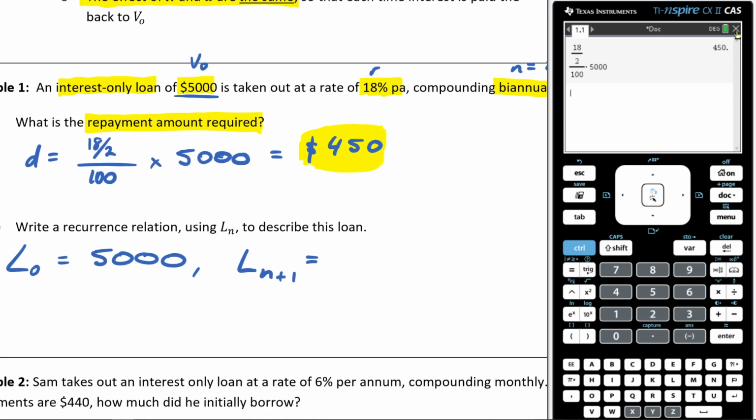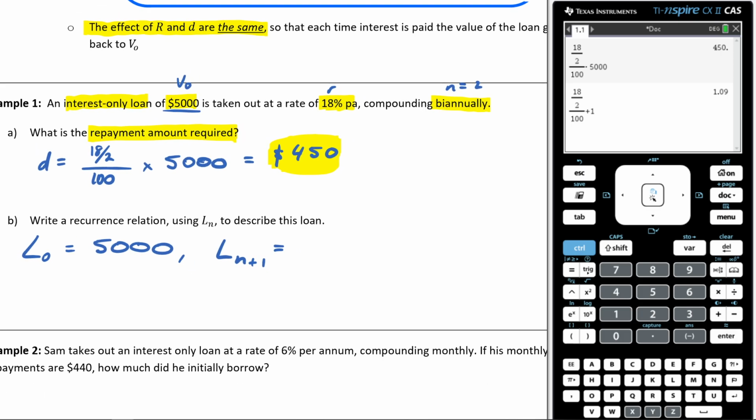To figure that out, well, I've kind of already got it here. Do you see this portion? It's there, but I just need to add 1 to it, so it's going to be 1.09. And again, that makes sense. It's always important that you can make sense of what's going on here. Can we just stop for a moment? Because this is where people tend to get confused.